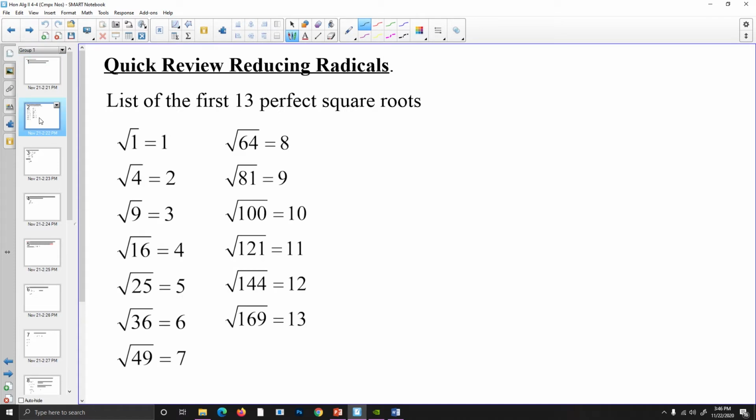So the first 13 perfect square roots are these. They are 1, 4, 9, 16, 25, 36, 49, 64, 81, 100, 121, 144, and 169. Now, if you don't have those in your long-term memory, I suggest you take some time to get them into your long-term memory because you will be reducing lots of radicals from here on out, and it's good to at least know these first 13 so that you can make some of your work a little bit easier.